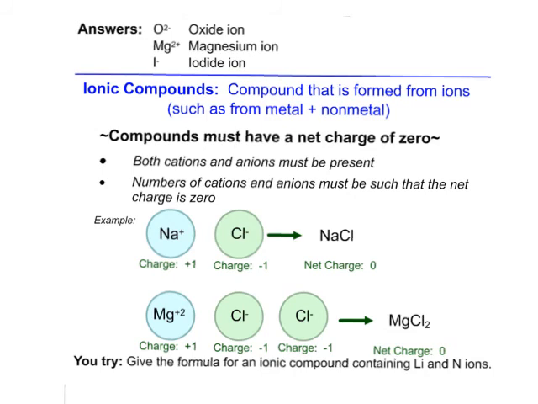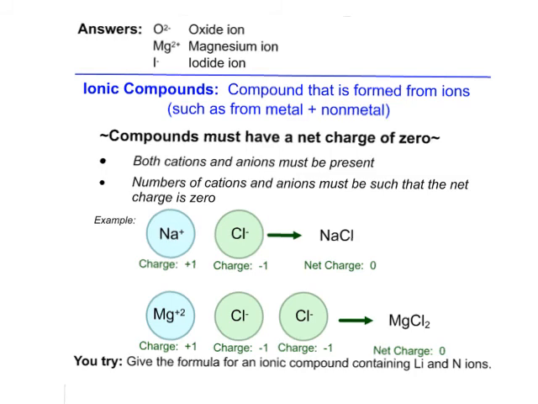Here are a few rules that are really important. When you are looking at how ions interact and form compounds, you need both cations and anions present, and the numbers of the cations and anions must be such that the net charge is 0. So right here we have a +1 for sodium and a -1 for chloride, and our net charge will be 0 because we take 1 sodium, 1 chloride, make sodium chloride, and we have a net charge of 0.